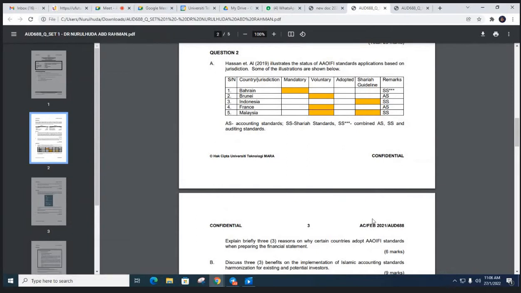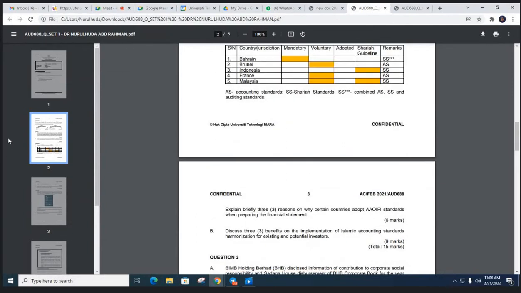Can I try, Doctor? Yes. Certain countries adopt IOFI standards when preparing the financial statement because the country is intended to increase the foreign investment as well as investors' confidence. These standards are to set up a production of financial statements that are transparent in the preparation of the financial statement, and it can be easily interpreted by the user. Okay.